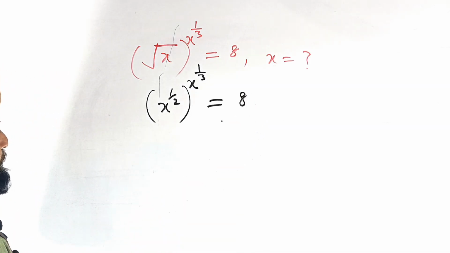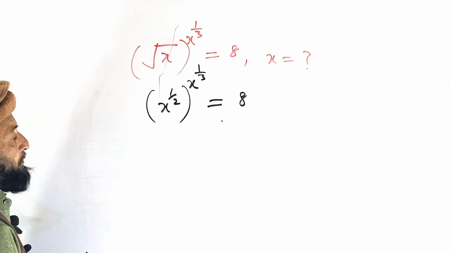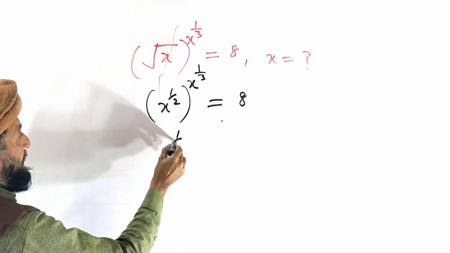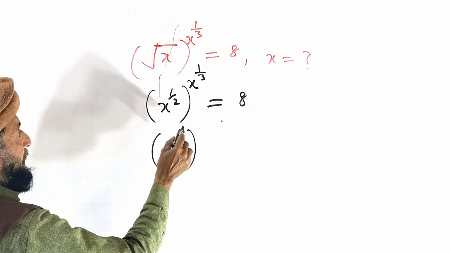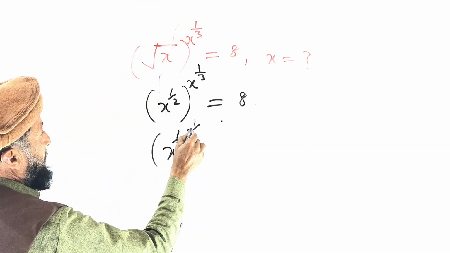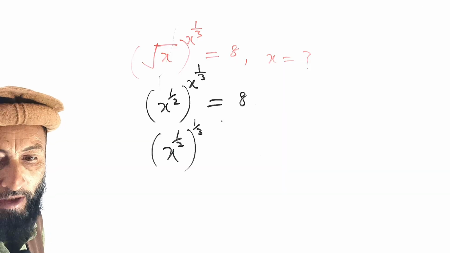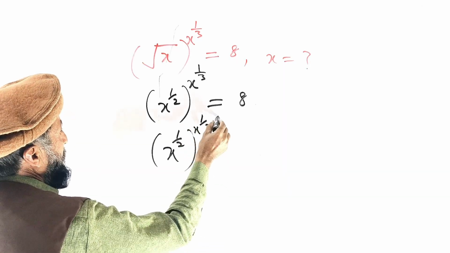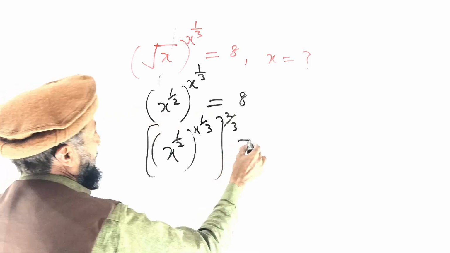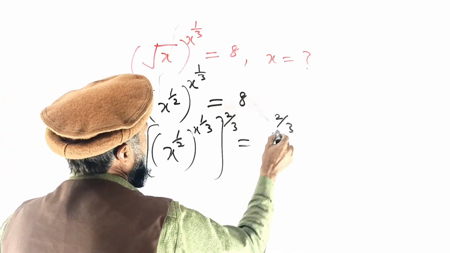Now we try to finish this 1 by 2. We try to make a squaring on both sides of this term. So (x^(1/2))(x^(1/3)), whole exponent of 2 by 3, we take on both sides.